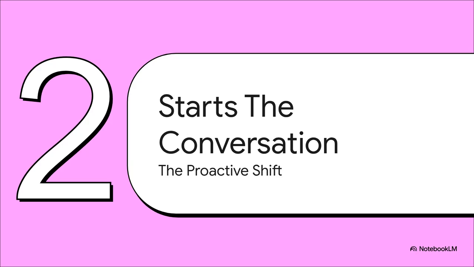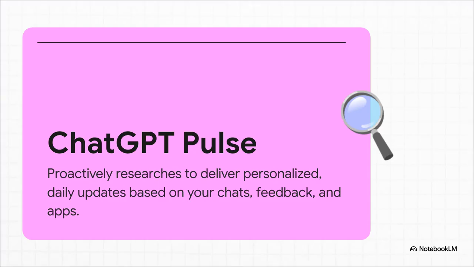So, if the big problem is that burden of always having to be the one to ask, well, the solution is pretty clear, right? You have the AI start the conversation instead. And that's exactly the proactive shift that ChatGPT Pulse is designed to bring. It's a fundamental change in how we interact with these systems. So what is Pulse exactly?